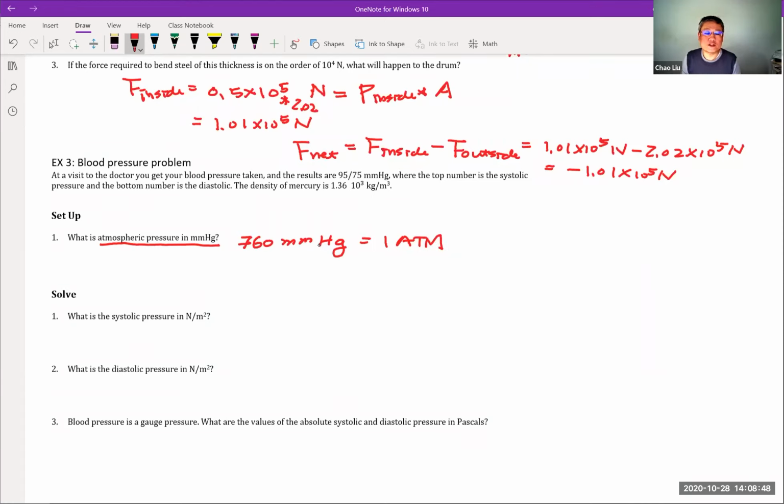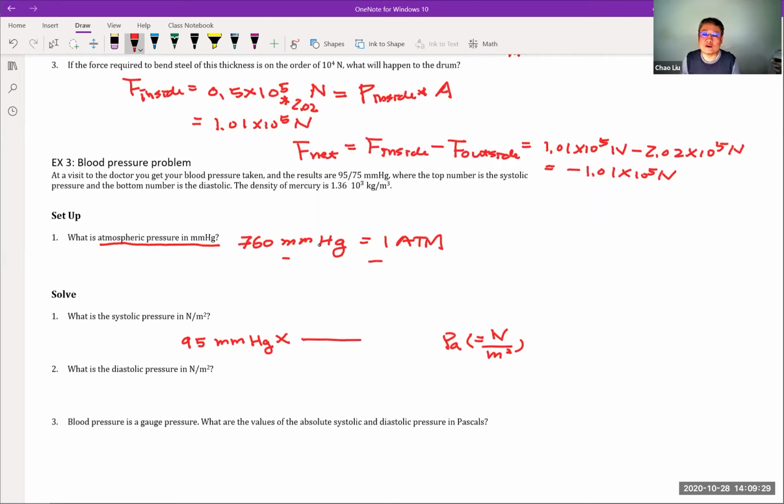Okay, so there are two pressures, right? I'm not a medical expert, but the systolic pressure is the one with 95. The other one is diastolic pressure. So if you have 95 millimeter of mercury, and you want to convert into the Pascal, which is equal to Newton per meter squared, how do you do the conversion? Well, you multiply with this one here.